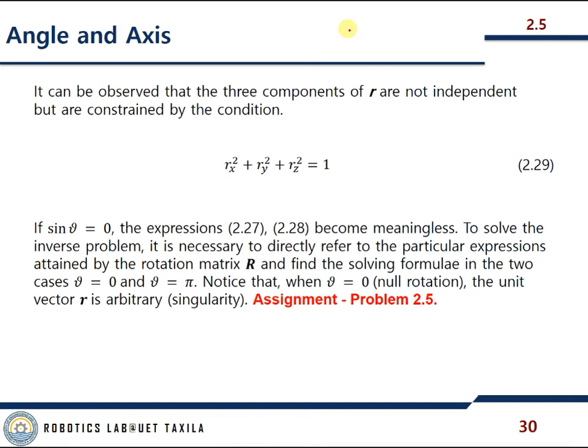So it can be observed that the three components of R are not independent but are constrained by the conditions, which is this one. If sine theta equals 0, the expressions 2.27 and 2.28 become meaningless. To solve the inverse problem, it is necessary to directly refer to the particular expression attained by the rotation matrix R and find the following formula in the two cases, when theta equals 0 and when theta equals pi. Notice that when theta equals 0, null rotation, the unit vector R is arbitrary. Then we get the singularity condition. So this is an assignment here to find this out, and the problem number is 2.5.